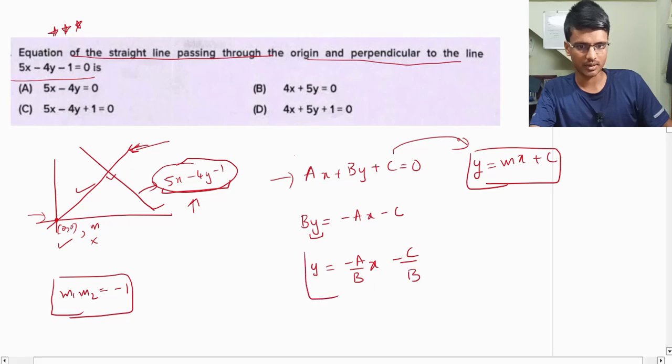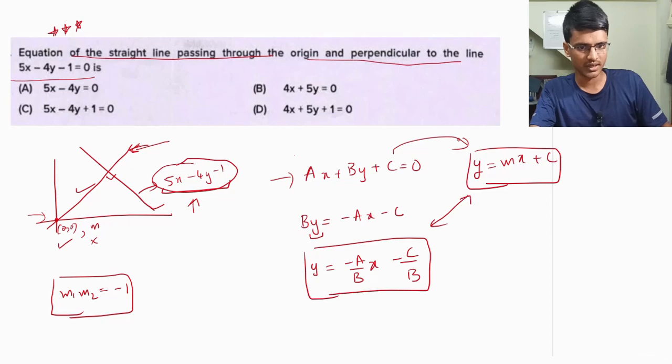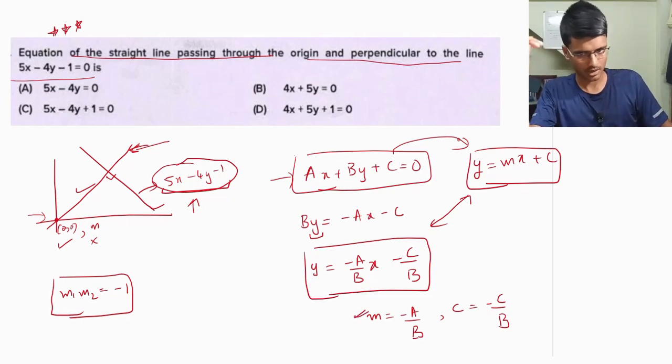So if you compare these two equations, it is very important. I can easily say that the slope m is equal to minus a by b, and the y-intercept is equal to minus c by b. So given any equation, you can directly find the slope using this formula, minus a by b. Okay, so this is important.